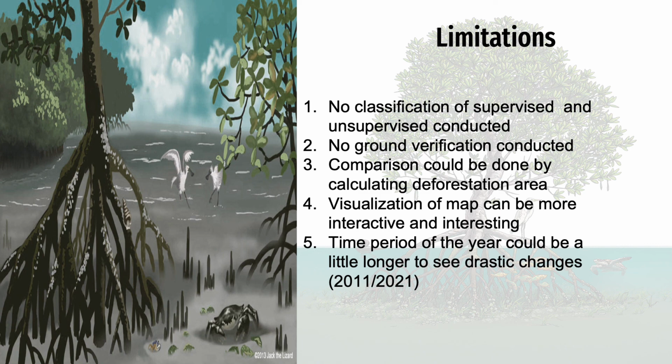Therefore, we cannot classify which one is the vegetation, which one is the building, or whatsoever. Second, no ground verification was conducted due to the time constraint. Third, comparison could be done by calculating deforestation area, but because we didn't do the supervised or unsupervised classification, we cannot calculate the deforestation area. Fourth, the visualization of the map can be more interactive and interesting, and the time period could be a little longer to see drastic changes. Let's say we compare the years 2011 and 2021.